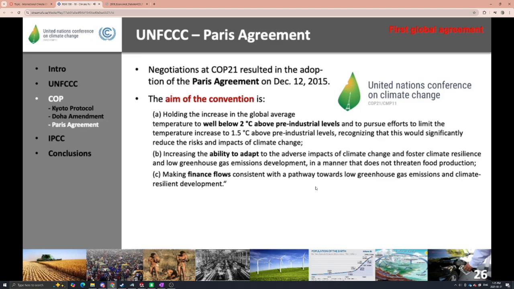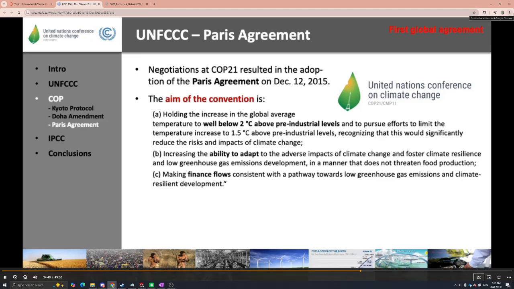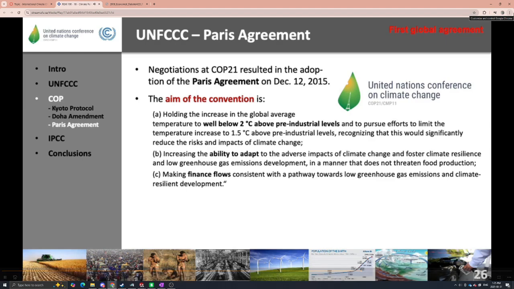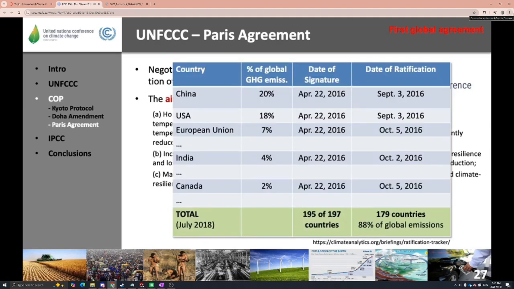This highlights the necessity of the Green Climate Fund and explicitly states that we need to put our money where our mouth is. Now, the agreement in Paris was negotiated in December of 2015, and what you see on this slide is when some of the largest global emitters signed and ratified the agreement. Canada, which is responsible for about 2% of the global emissions, signed the agreement on April 22nd, 2016, and ratified it on October 5th of that same year.